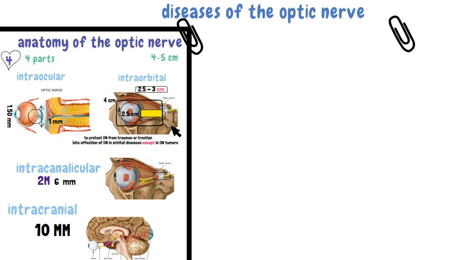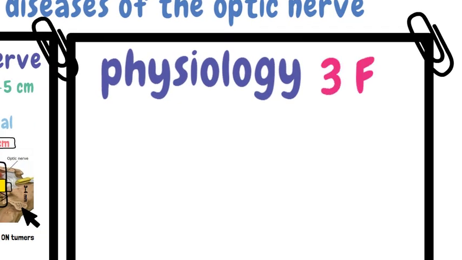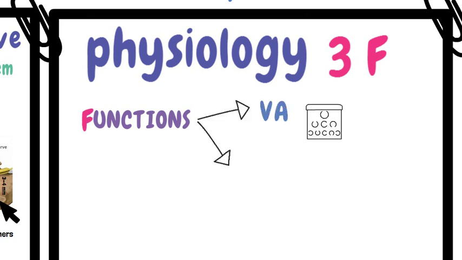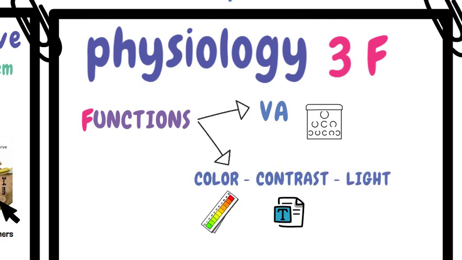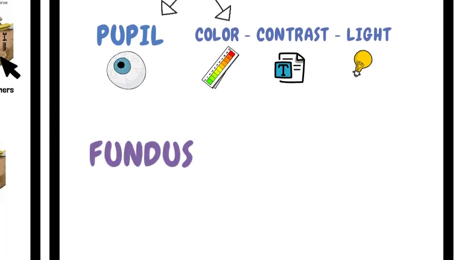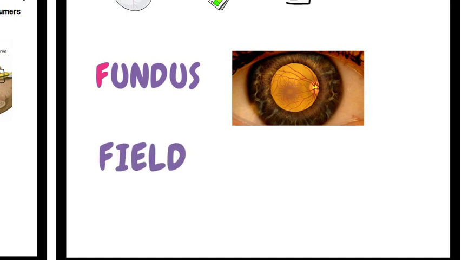Let's move to the physiology, or the normal functions, of the optic nerve. We can make a mnemonic for this, which is 3F: F for functions, F for fundus, and F for field. The optic nerve is responsible for visual functions, which are visual acuity, color, contrast, light sensitivity, and pupil. Pupil actually is an indicator for the afferent, which is the optic nerve, and the efferent, which we will talk about in the next lessons. The second is fundus, which will indicate various optic nerve diseases, and the field. The field is the translation of the fundus of the optic nerve.